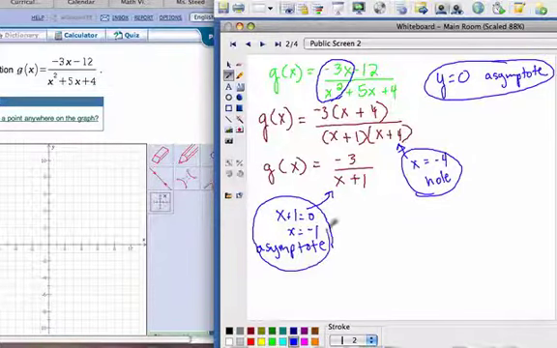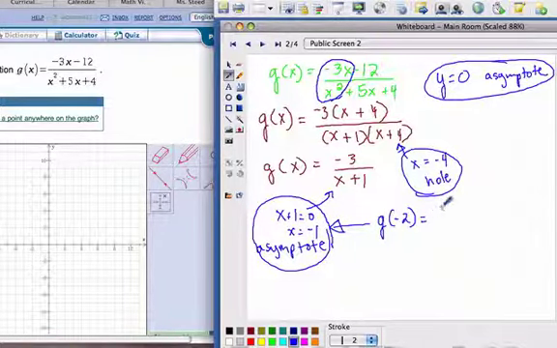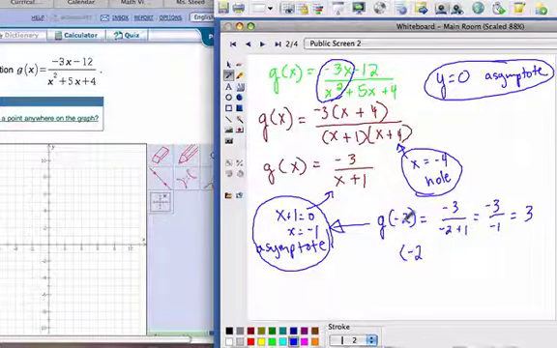And then, I want to consider a point on the left of my x equals negative 1, so when x is negative 2. So let's say g of negative 2, we want to calculate what that's going to be. And so it's going to be negative 3 over negative 2 plus 1. So a negative 3 over a negative 1 is a positive 3. So that gives me the point when x is negative 2, my output is 3.